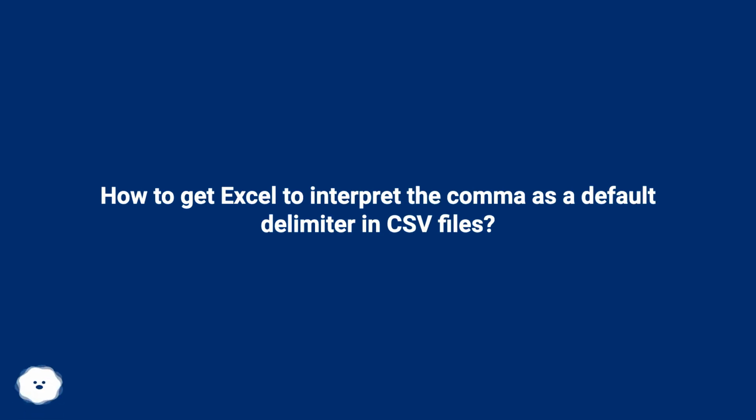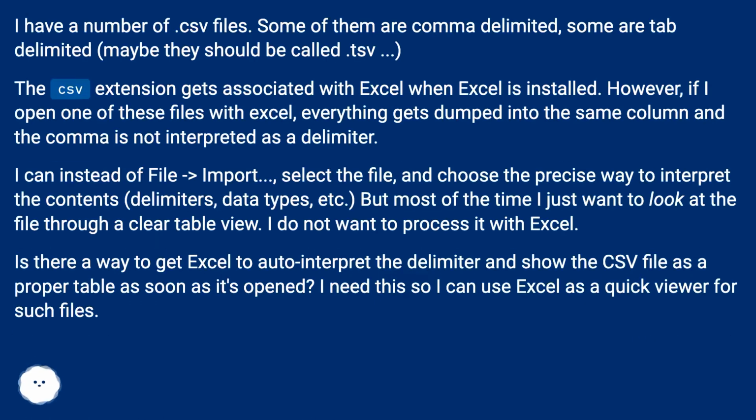How to get Excel to interpret the comma as a default delimiter in CSV files. I have a number of .csv files. Some of them are comma delimited, some are tab delimited. Maybe they should be called .tsv. The CSV extension gets associated with Excel when Excel is installed.